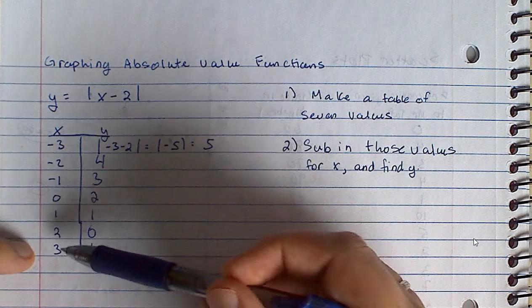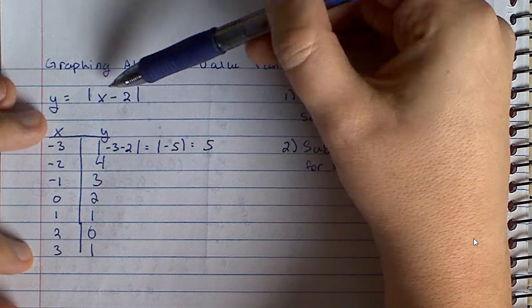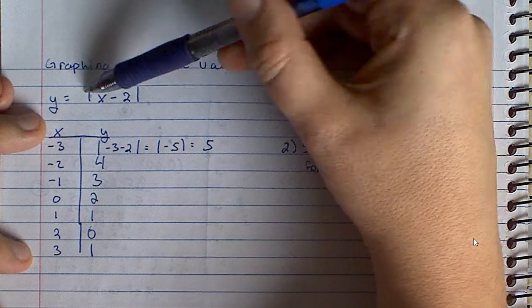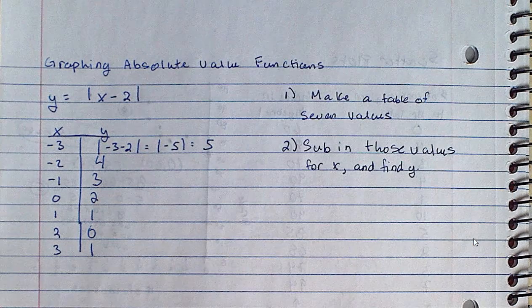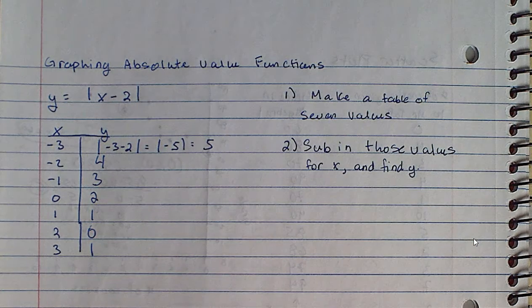Because if you put 3 in for x, 3 minus 2 is 1, and the absolute value of 1 is still 1. Absolute value doesn't turn positive things negative. It keeps positive things positive. It makes negative things positive, but it doesn't make positive things negative. It makes everything positive. Okay? Kind of, sort of?